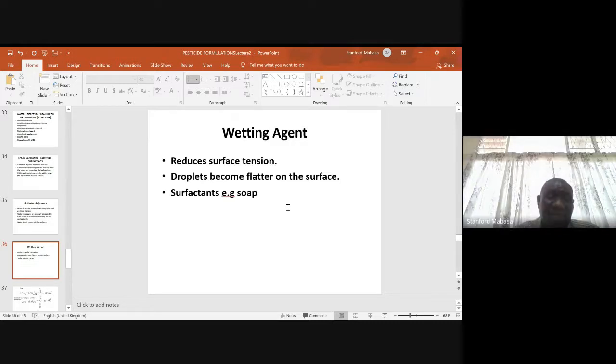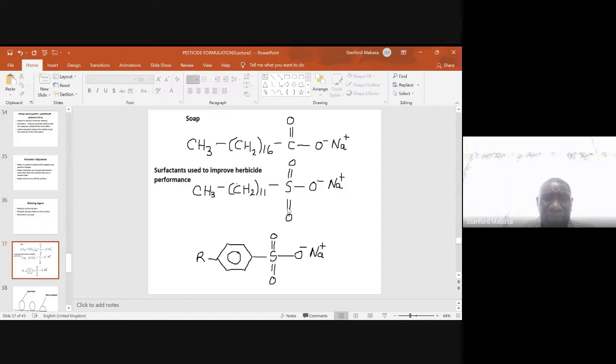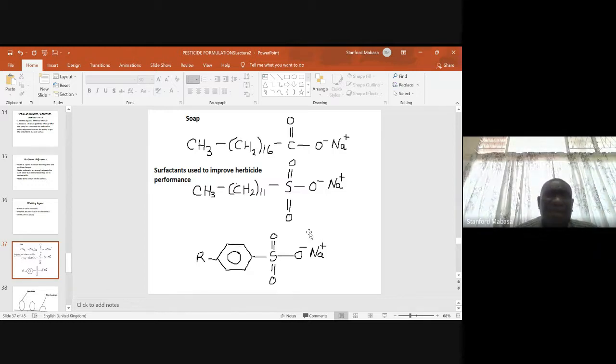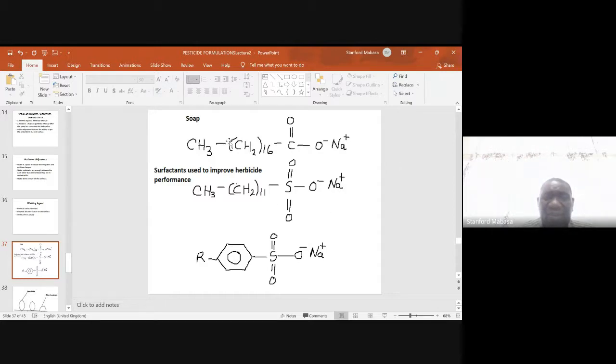Surfactants can be soap. Here, I've just used the soap as an example of surfactants because it has got these charges. It can be attracted to the water and break the surface tension. We just want to explain that the surfactant could be charged so that it can easily mix with water.